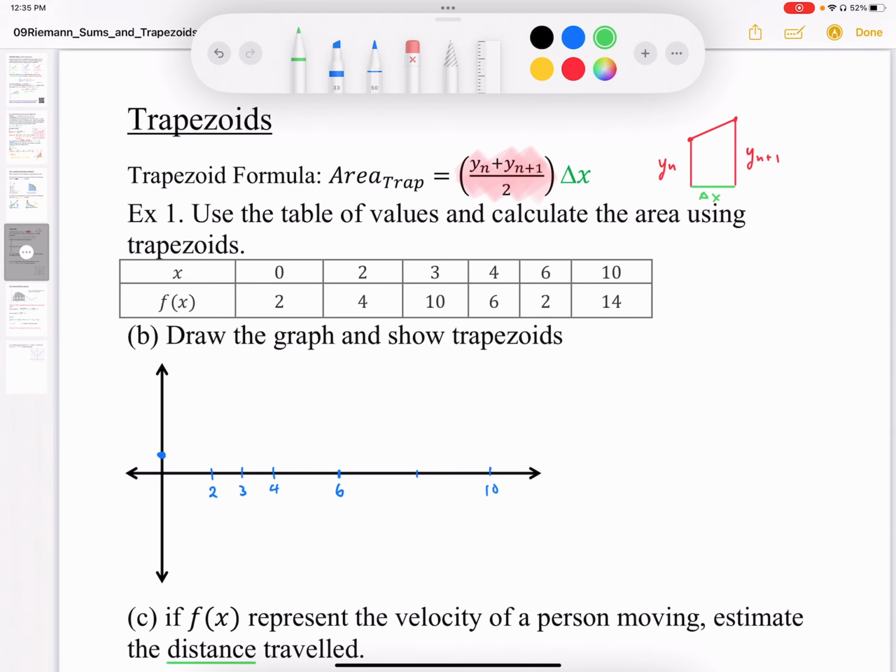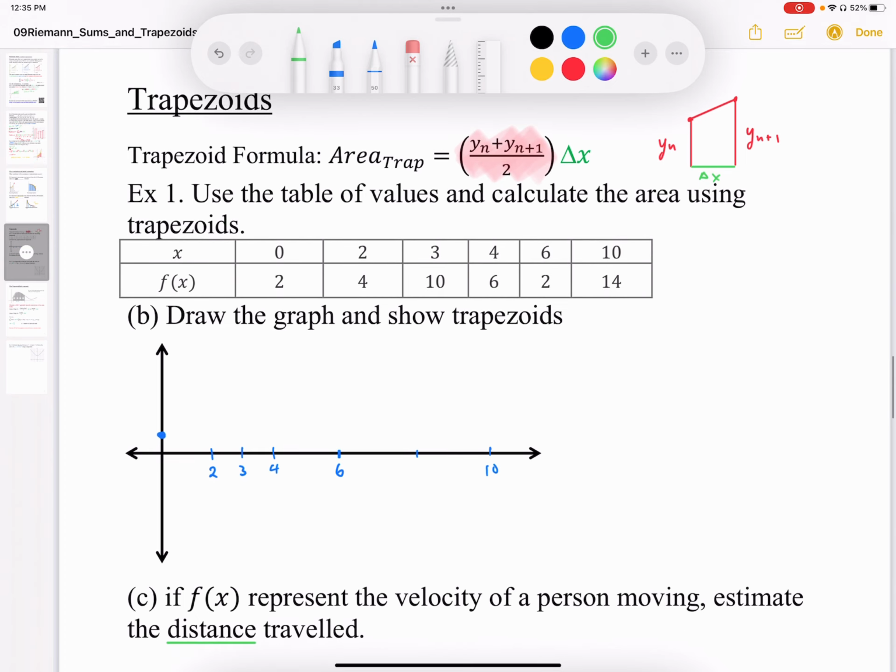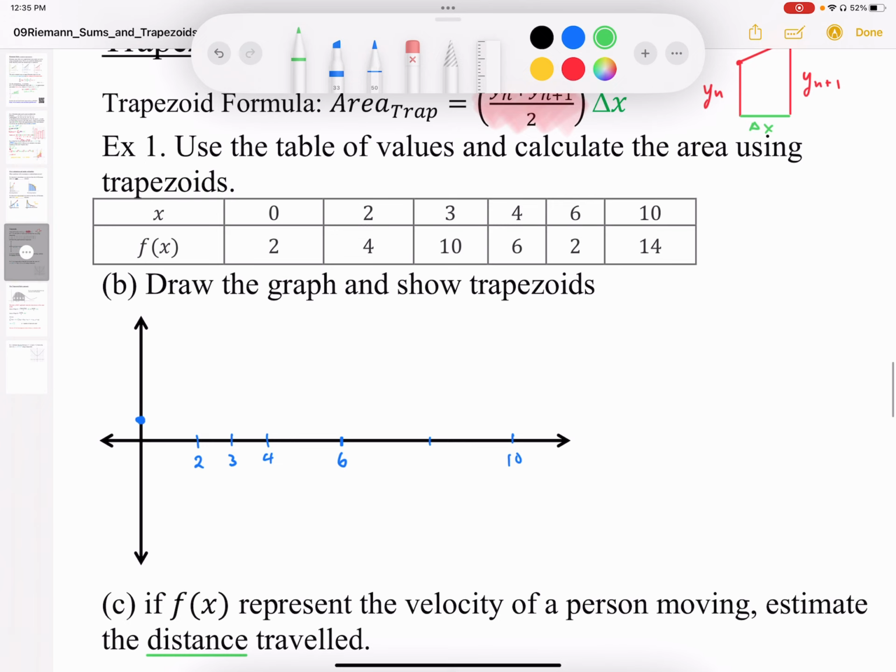Example 1. Use the table of values and calculate the area using trapezoids. So we should just sketch out this area, or the points here. So the f of x, we have 0, 2, 2 and 4, so maybe a point around here. 3 and 10, maybe somewhere up here. 4 and 6, so maybe somewhere around here. 6 and 2, and 10 and 14, so way up here.